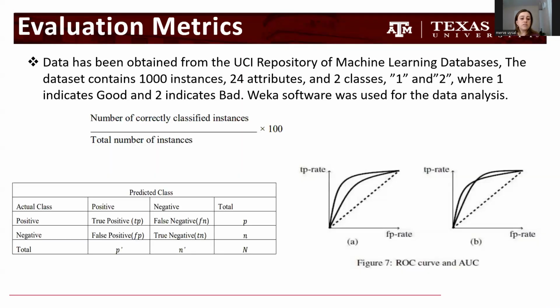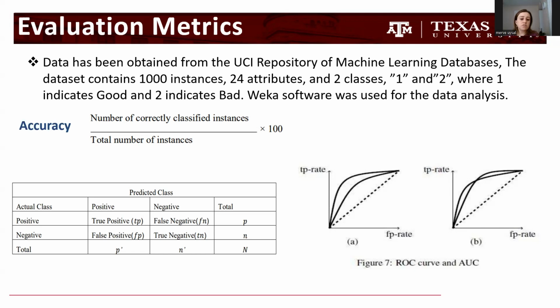In this slide, we will review the key evaluation metrics used in this study. The dataset sourced from the UCI repository consists of 1,000 instances with 24 attributes split into two classes, good and bad. We used several metrics to assess classifier performance, including accuracy, confusion matrix, ROC curves, and the kappa statistics.